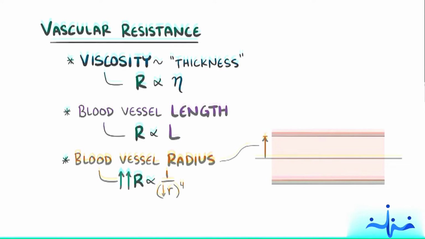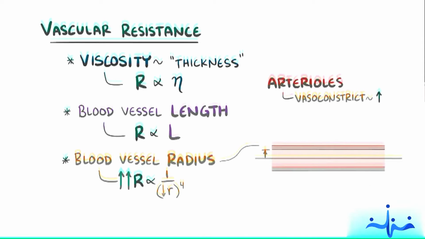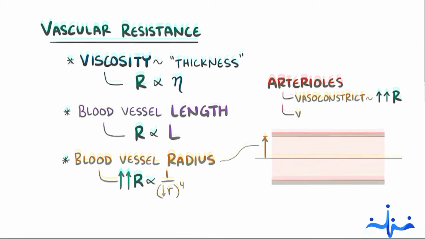Unlike viscosity and length, the radius can change from minute to minute, especially the radius of arterioles, which can vasoconstrict, like when you're lying at home on the couch, which would decrease the radius and increase resistance, or vasodilate, like when you're running around outside playing frisbee, which would increase the radius and decrease resistance.